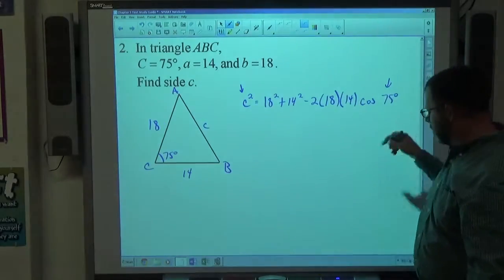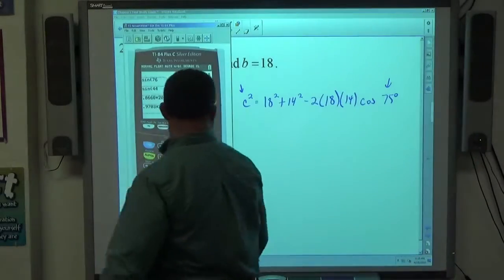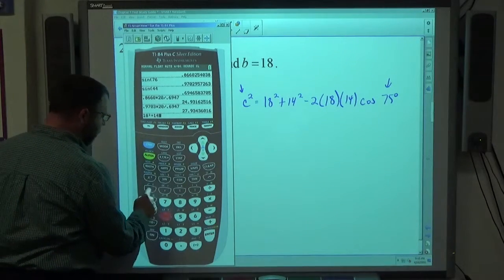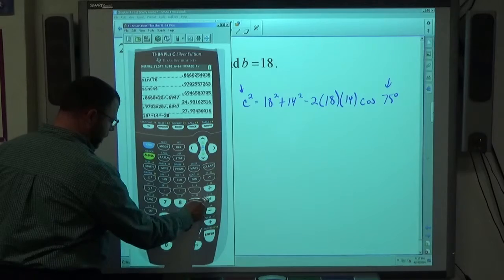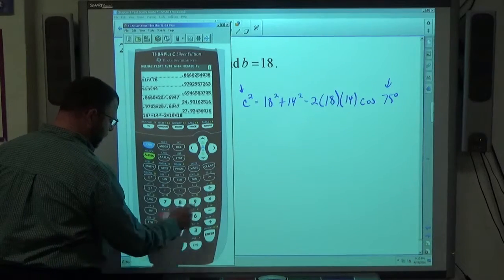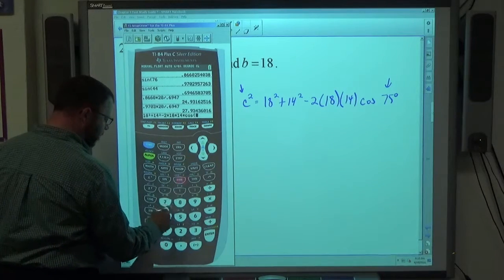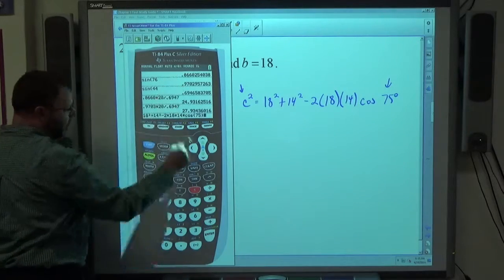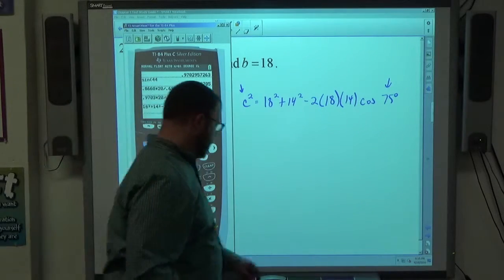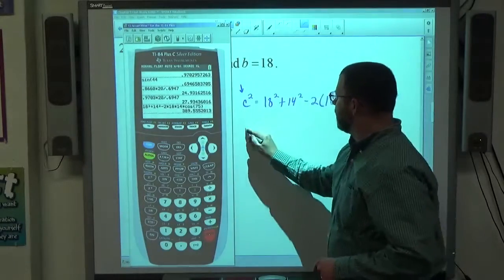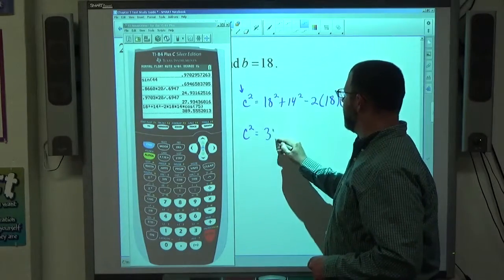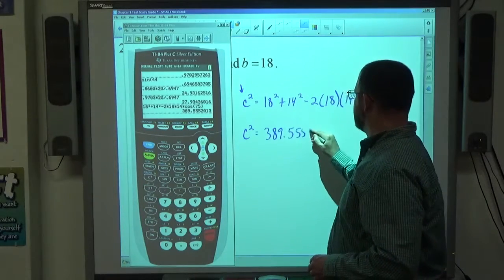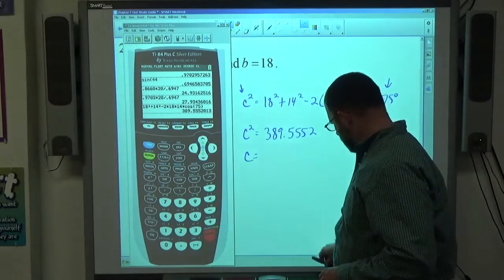All this is a numerical expression. My calculator can evaluate that straight out. So if I type in 18 squared plus 14 squared minus 2 times 18 times 14 times cosine 75, equals, make sure I'm in degrees, and I am, equals. And we then end up with C squared has to equal 389.5552, which means C is going to be the square root of that.